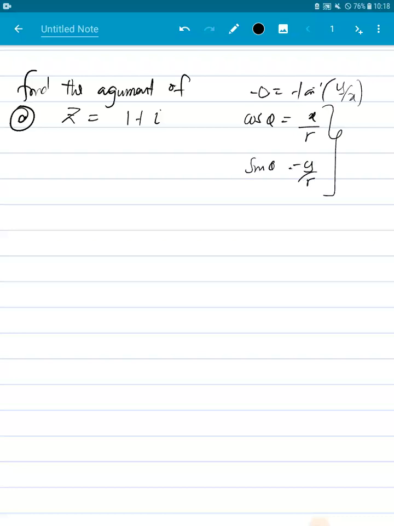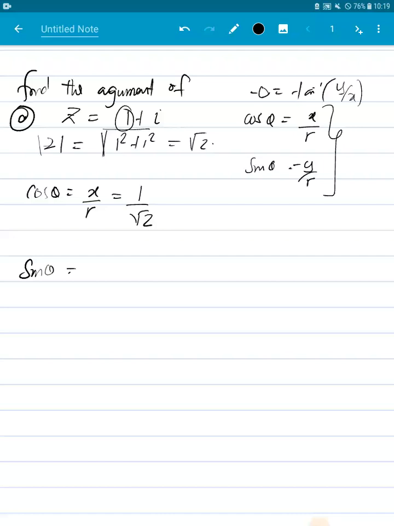So looking at this one, the one that we have here, z is equal to 1 plus i. The first thing is to find the modulus. The modulus is 1 squared plus 1 squared, everything under the root, which will be root 2. Now let's go on and find cos theta. Cos theta is x over r. What is x in this case? It's 1 over root 2. Let's go and find sin theta. Sin theta is y over r, and y in this case is just 1 as well, over root 2.